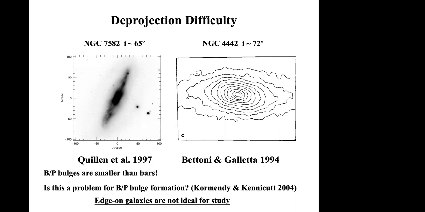And so it would be nice if we could formalize a way of studying box peanut bulges at general orientations, rather than purely edge-on. And that's what we have done, by recognizing that the boxy part is generally smaller than the bar itself.